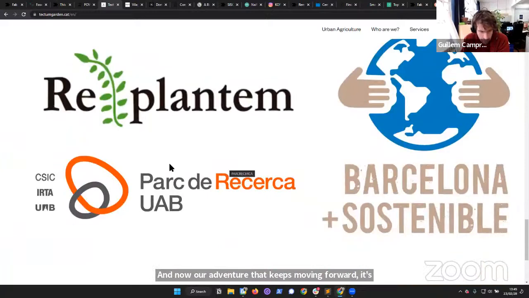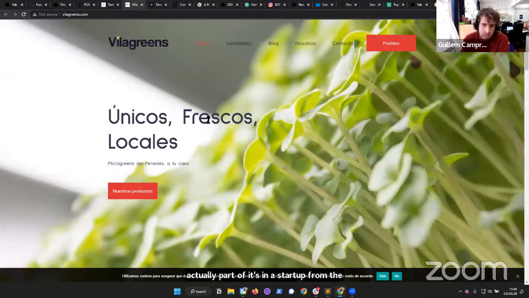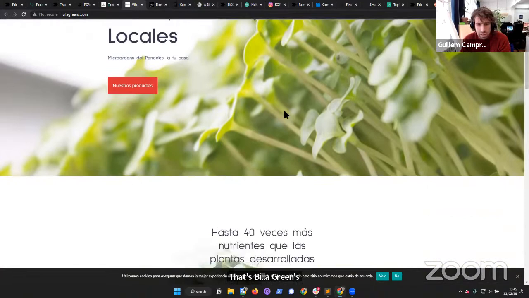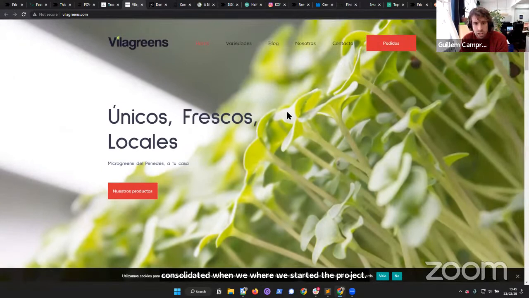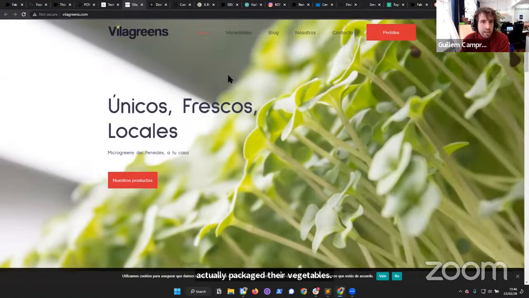Moving forward, that's Billagreens. Billagreens was an initiative that already was a bit consolidated when we started the project. But again, what they were missing the most was some support in the way they package their vegetables. So in this case, there was basically work happening here at the lab in this direction.